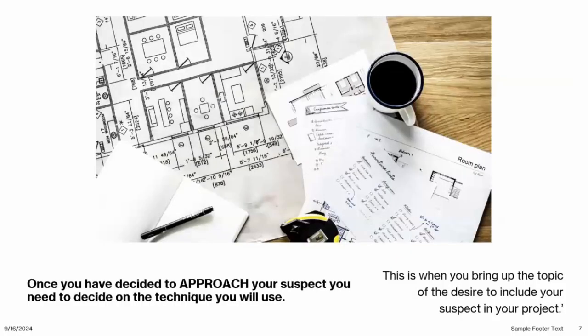So once you have decided to approach your suspect, you need to decide on the technique you will use. Now, we're all different. We may use the same technique on all 10 of our suspects. We may use 10 different approaches on all 10 different suspects. So your approach is when you bring up the topic of the desire to include your suspect in your project. So, I want you to be involved in my project of selling estate plans in a way that gives you a 6-figure income as quick as possible. And my goal minimum, an average C student should be making $250,000 a year.